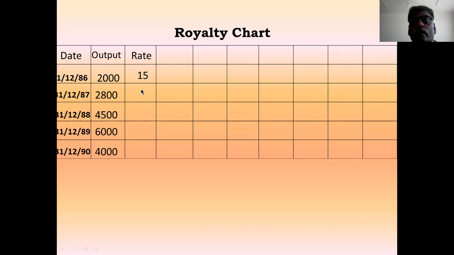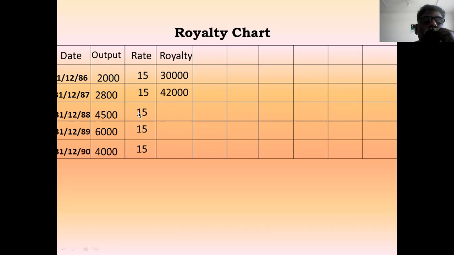Okay, lastly I will calculate that. 15 rupees for each year. Then royalty: multiply these two, output and rate. 2,000 into 15, 30,000. 2,800 into 15, 42,000. 4,500 into 15, 67,500. 6,000 into 15, 90,000. 4,000 into 15, 60,000. This is the royalty.